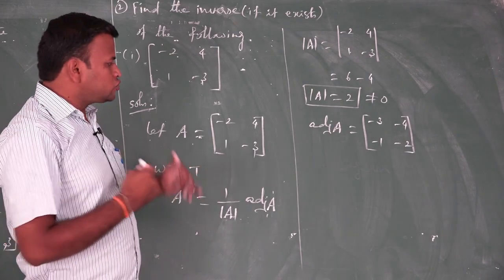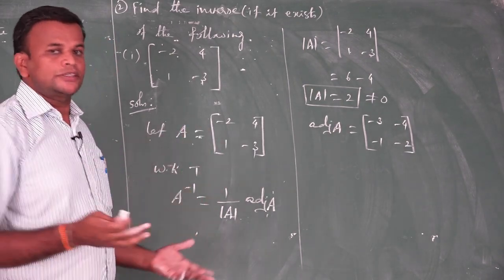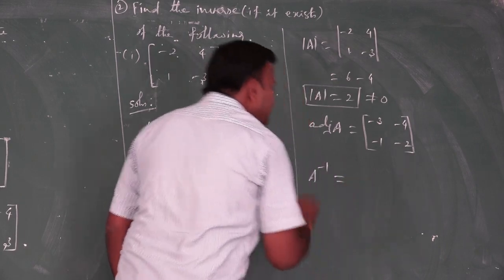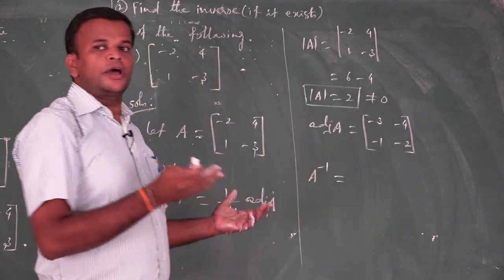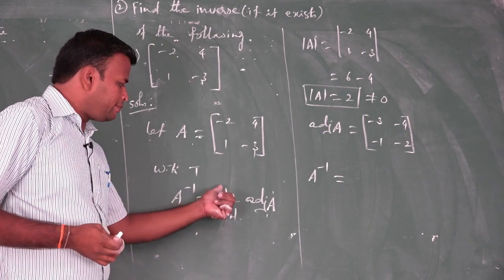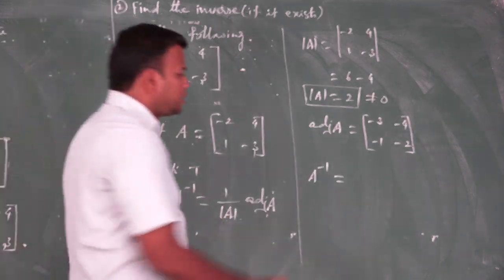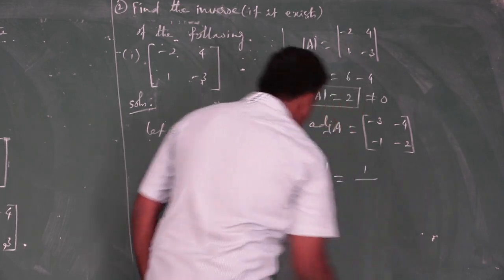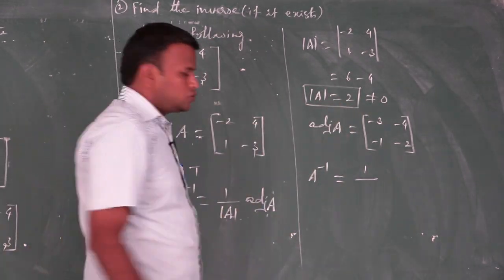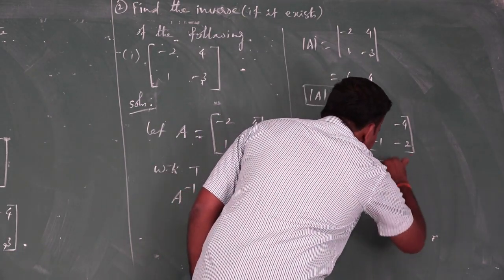Now we apply these values in A inverse. We already wrote the formula, so I directly apply the values. The formula of A inverse is 1 by determinant A. The value of determinant A is 2. So 1 by 2.